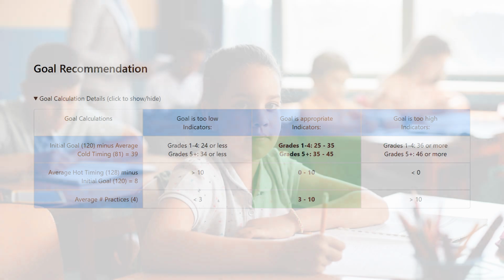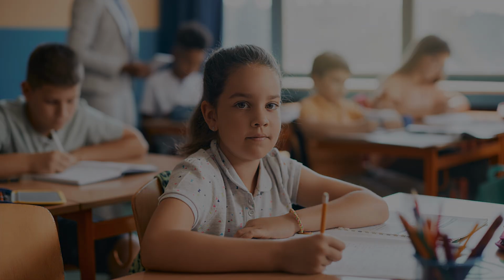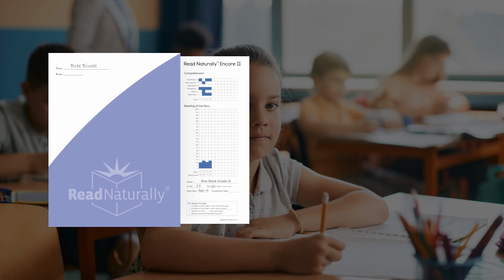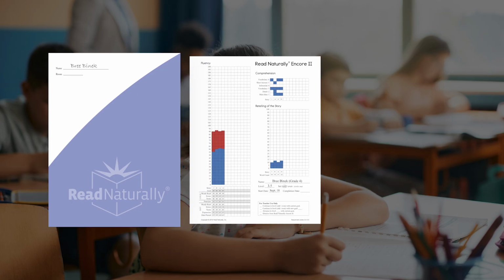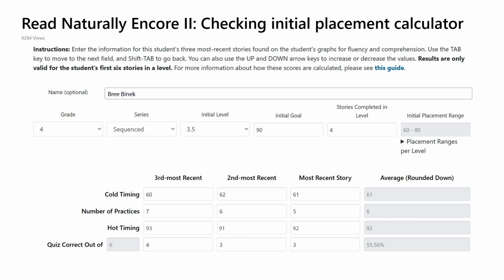Now, let's consider another student, Bree, who has completed 4 stories, but Ms. Wells hasn't checked her initial placement yet. Ideally, she would have checked initial placement after the 3rd story, but she can still check Bree's placement until she's completed 6 stories in the level. After 6 stories, the recommendations won't be valid. Ms. Wells transfers Bree's data to the calculator.